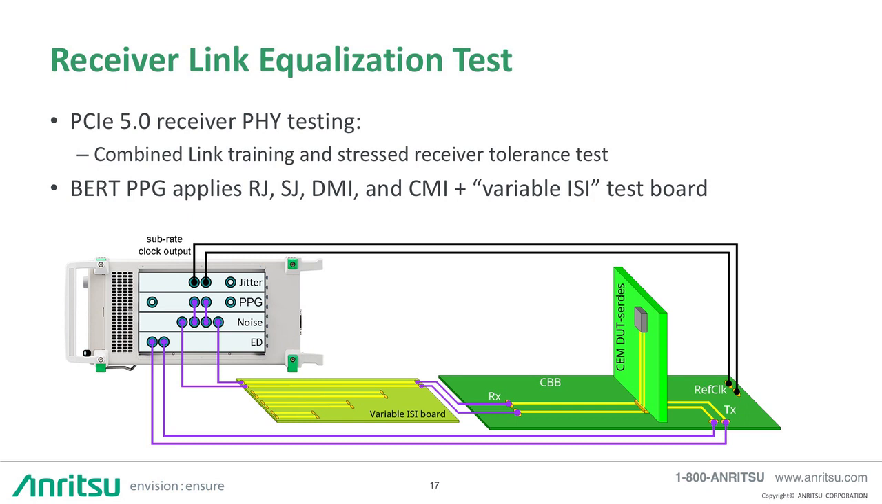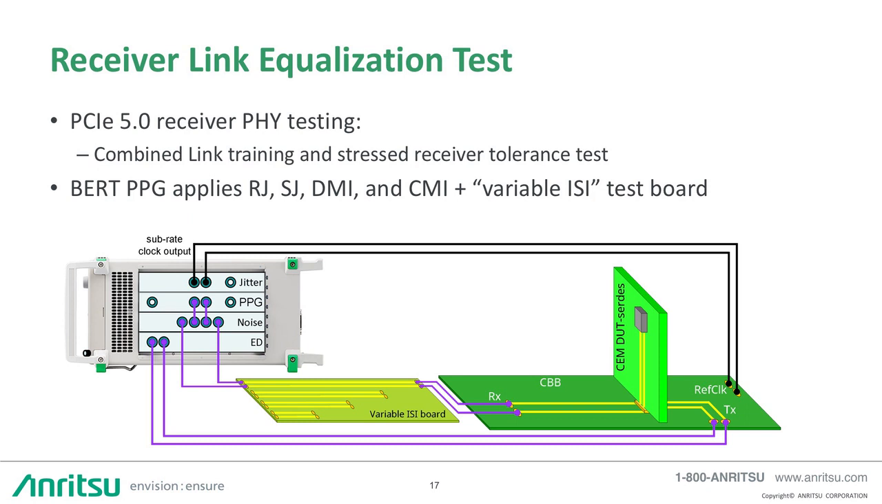Once the link is trained and the transmitter FFE and receiver equalization schemes, both the CTLE and DFE, are optimized, the DUT receiver must, of course, operate at a bit error rate that is better than 1 in a trillion. The BERT pattern generator transmits a signal with interference noise to the variable ISI board. The output of the variable ISI board is connected to the compliance base board, which emulates the worst-case performance of the system board. The test signal propagates across the compliance base board to the CEM connector and up the add-in card to the DUT receiver.